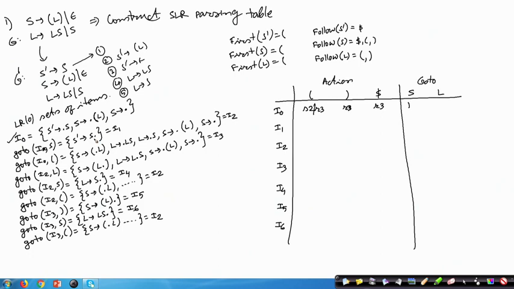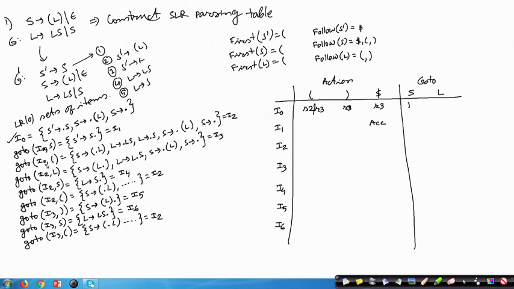Now, the item I1. In item I1, I have got this S' producing S dot, and then I have to look into the follow of S', and there I have to say accept. So, this is the accept.